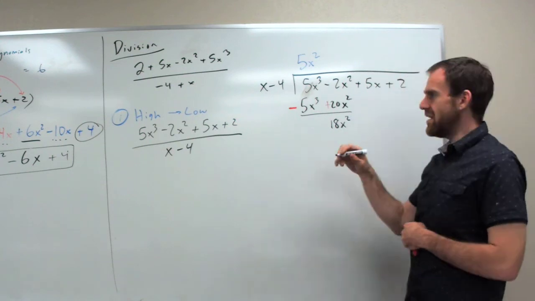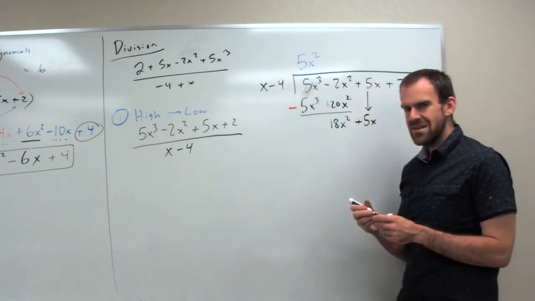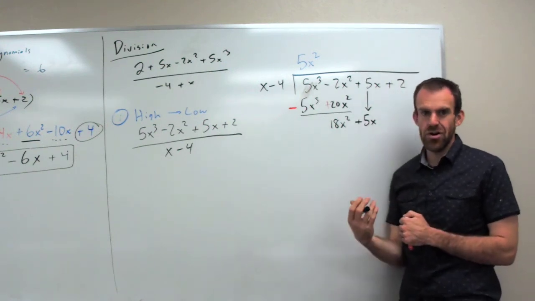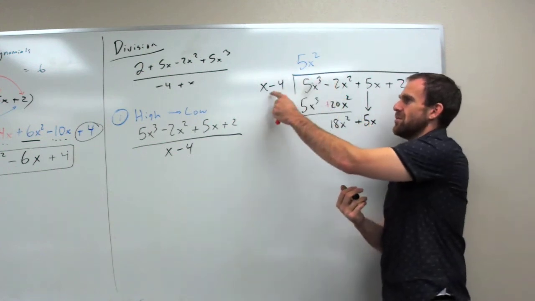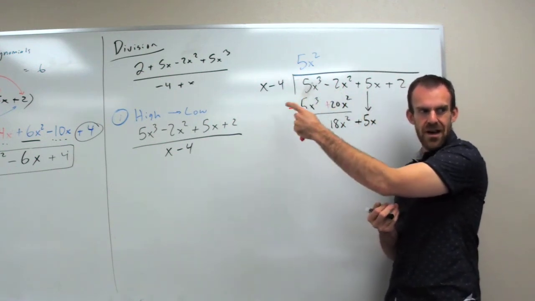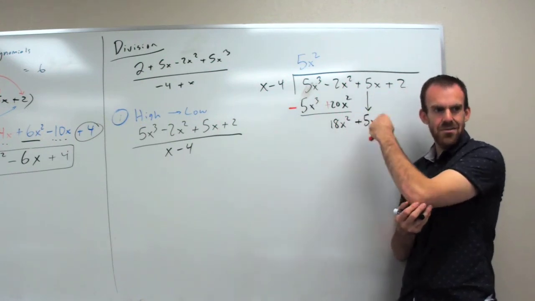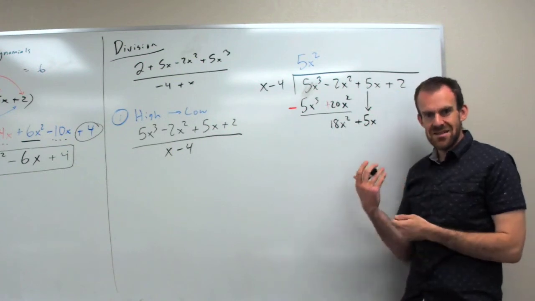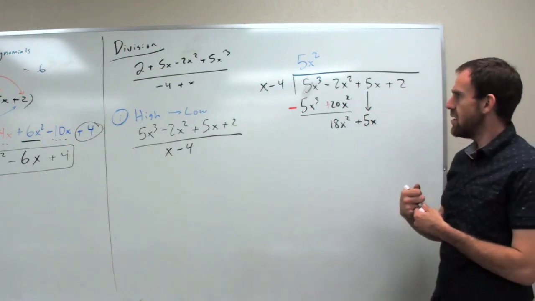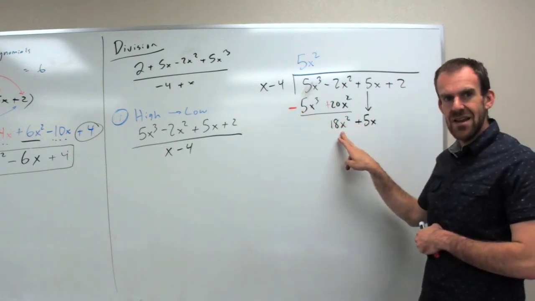Then bring down the next number. This is the same as when you did long division back in like 3rd grade, right? You multiply, put the number there, subtract, bring down the next number, multiply, subtract, bring down the next number. It's the same process, except we're doing it with letters now, because this is algebra instead of numbers. So now I want to know, how many times does x go into 18x squared?